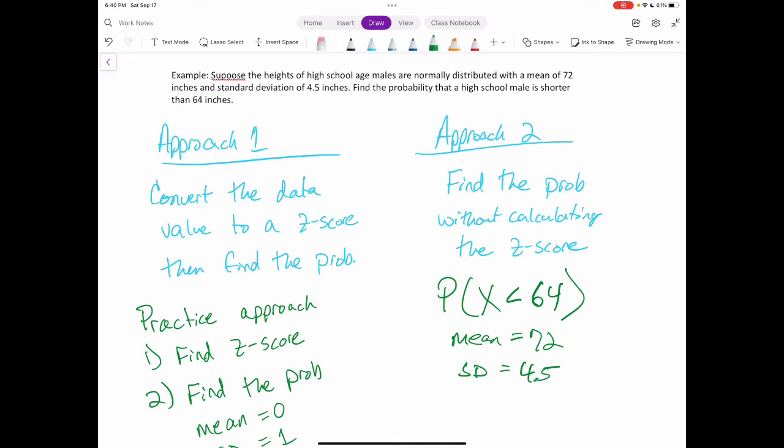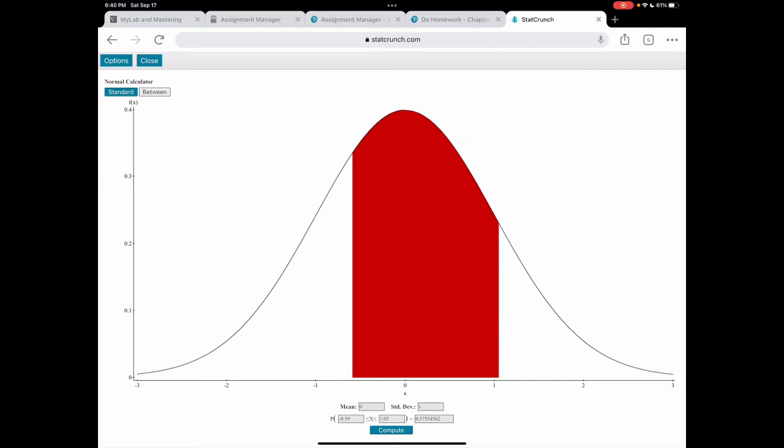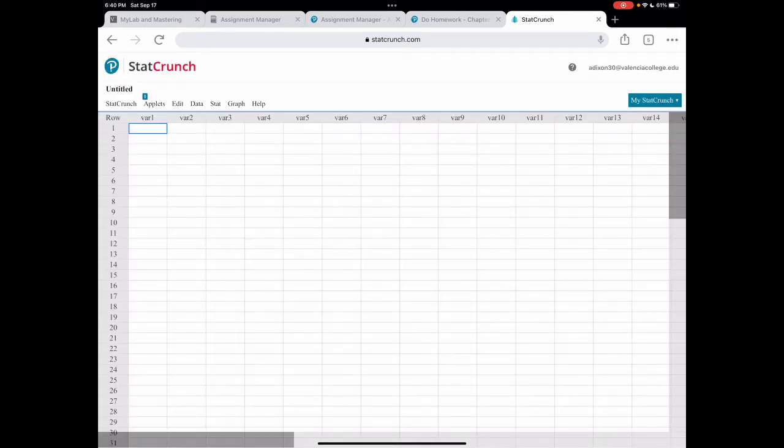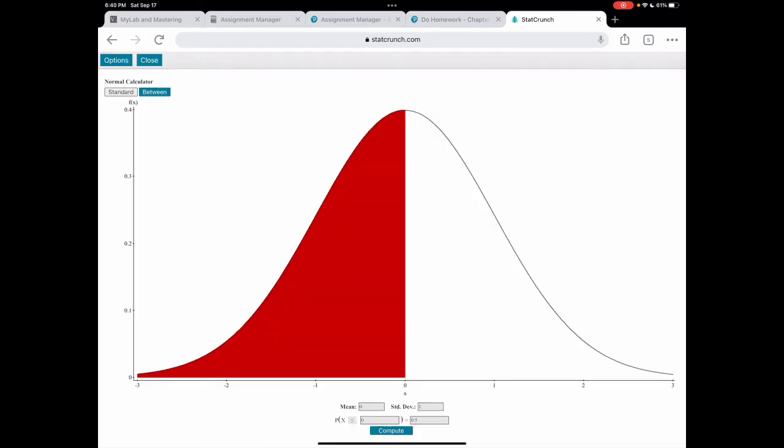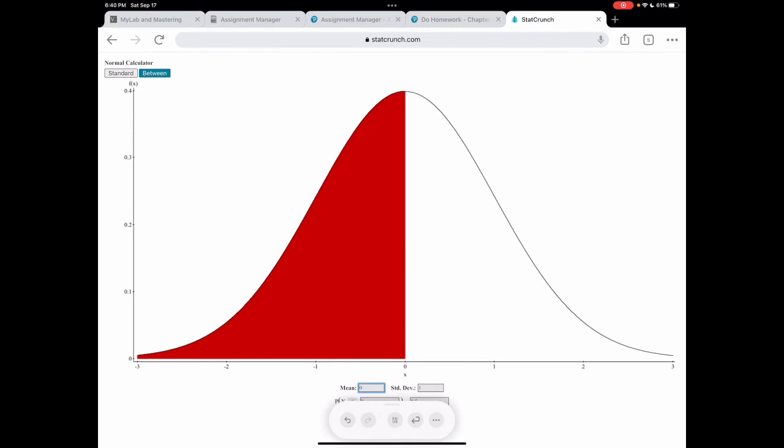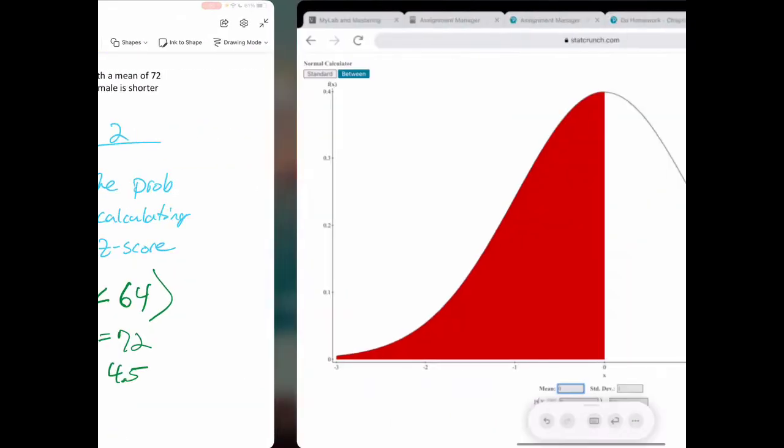All right, so let's use that information. Let's go to Statcrunch. Okay, so I'm going to show you once again how to get to this calculator. You hit your Stat button. Under Calculators, you're going to select Normal. We are going to do the standard option because we're either going to the left or to the right. In fact, we are going to the left. Our mean is, let me double check, our mean is 72.